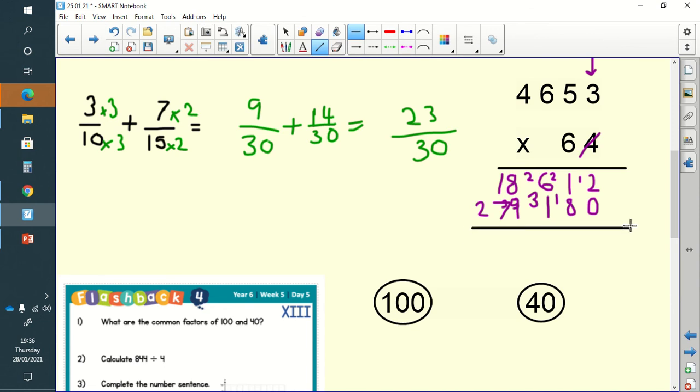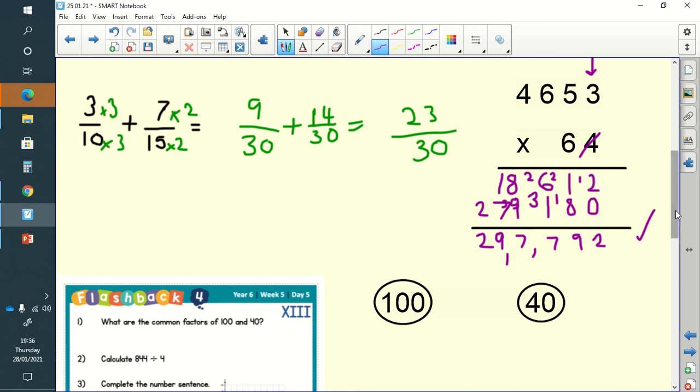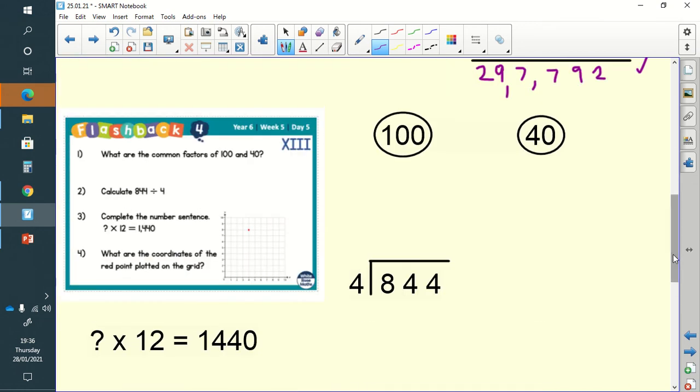Okay, final step then. We're going to add these numbers together. So 2 and 0 is 2. 1 and 8 is 9. 6 and 1 is 7. 8 and 9 is 17. 1 and 7 is 8. Add 1 is 9. 2 on the end. 297,792. Give it a neat little tick in your book if you've got that one. Okay. Let's rub those out then.